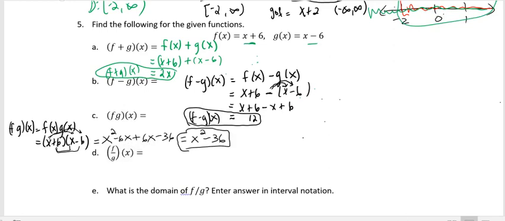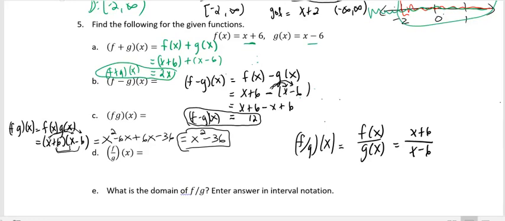Okay. Letter D, let me write it over here. This is division, so I can write it like this. And then f of x is x plus 6 divided by x minus 6. And I cannot simplify this any further, right? I cannot cross out the x's because they're attached to that plus 6 and that negative 6. If it was like this, then yes, you could cross out the whole thing. But since one's positive, one's negative, they're not the same.